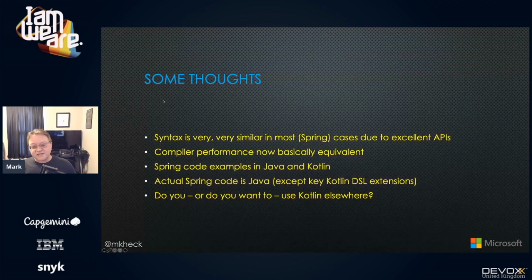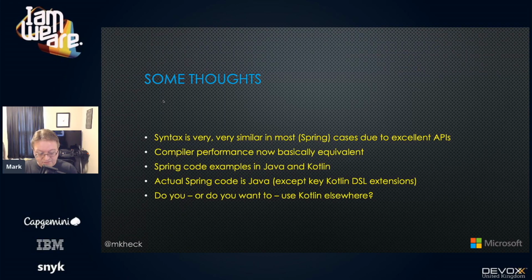So some thoughts. The syntax is very, very similar in most cases, in most Spring cases. Again, I'm not talking at this point about Kotlin versus Java, because obviously the syntax is similar but enough different to throw you if you're not thinking along those lines. However, within the Spring cases, the team works very hard to make the APIs very fluent and fluid and easy to use for a developer. So the areas you think Kotlin would shine the most, in terms of the ability to use extension functions and create DSLs, actually it does shine, but the Spring team works hard to make the Java equivalent very usable as well. Compiler performance is now basically equivalent between the two.